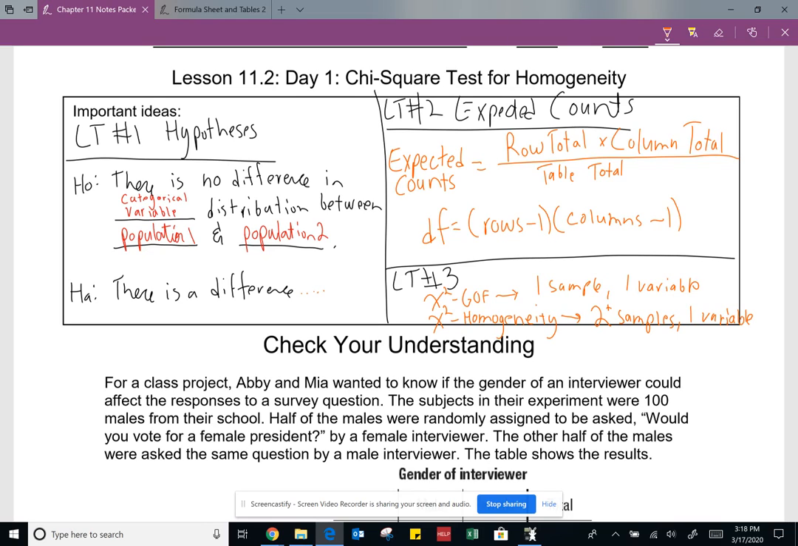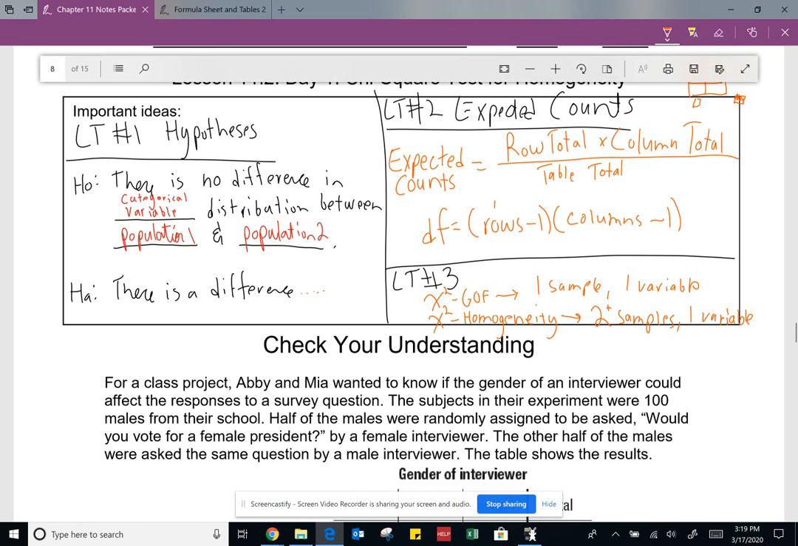Learning target 2 is the expected counts. So you need to figure out what do we expect to get for this entire two-way table, given that the distribution should be the same. To figure that out, you would find the row total times the column total, and then you divide that by the total, and that gives you your expected value right here. And your degrees of freedom is the number of rows minus 1 times the number of columns minus 1.